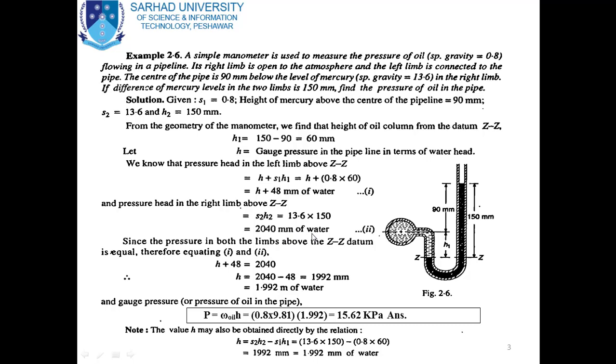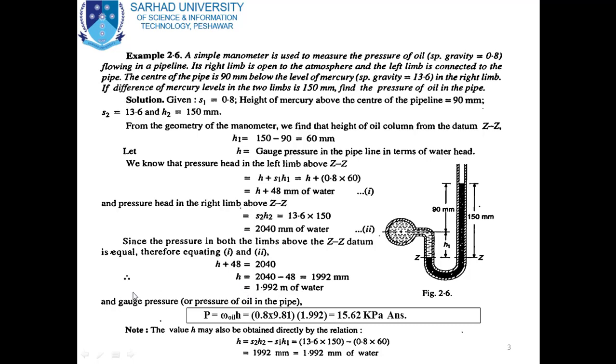Since the pressure in both limbs above the ZZ datum is equal, therefore equating equation 1 and 2, we have already studied that the pressure in the right limb and left limb are equal above the datum line. So equating equation 1 and 2, we will get H plus 48 is equal to 2040. Now move this 48 to the other side, we will get H is equal to 2040 minus 48, which is equal to 1992 millimeter. Divide this value by 1000, we will get H is equal to 1.992 meters of water, as 1 meter is equal to 1000 millimeter.